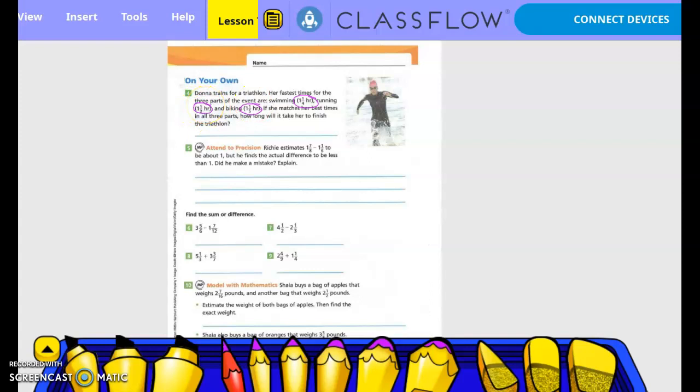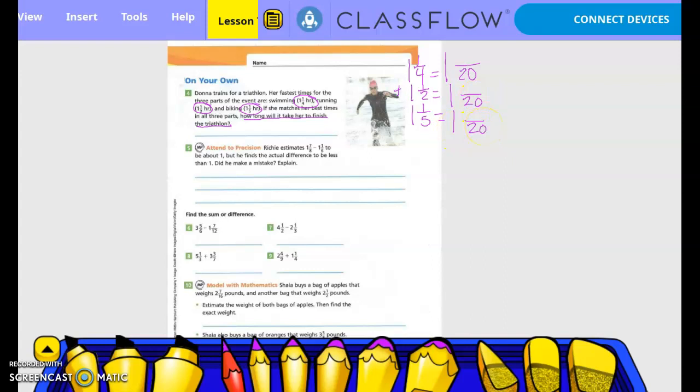Okay, so they want to know how long it will take her to finish it. So what am I going to do? Am I going to add, subtract, multiply, or divide? Add. So 1 1/4 plus 1 1/2 plus 1 1/5. So what is the least common multiple of 4, 2, and 5? 20, right? So you keep the 1, something over 20.